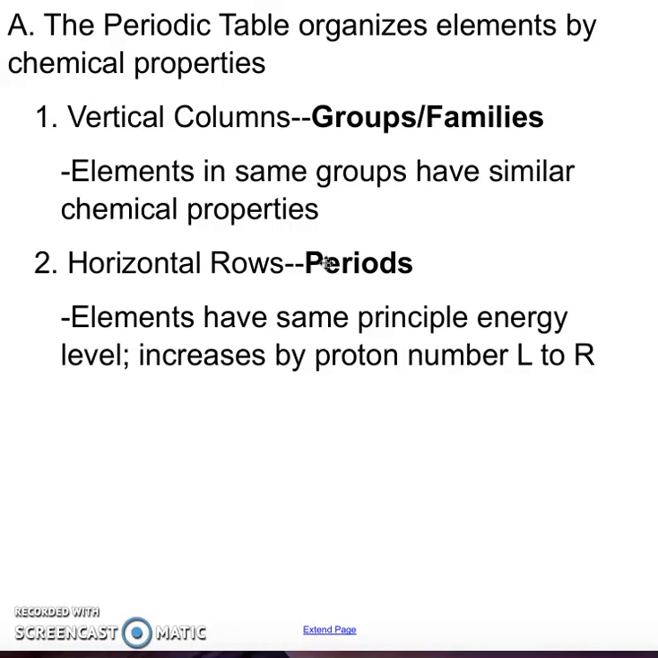Group 2 means they have 2 valence electrons. So they're reactive, but not as reactive as group 1. Again, they do react with air and water, but it's not as explosive or as exciting as group 1. The horizontal rows are called periods. If you find elements in the same period, that just means they have the same principal energy level. Not all the electrons, but the outermost electrons, also known as valence electrons, are found in this energy level. And when you move across a period from left to right, the proton number increases.